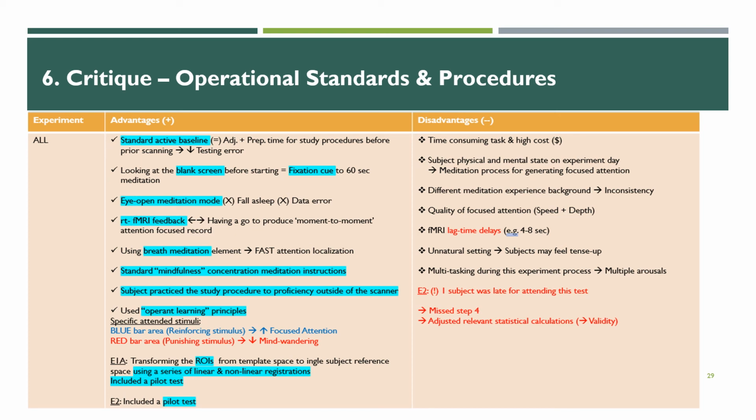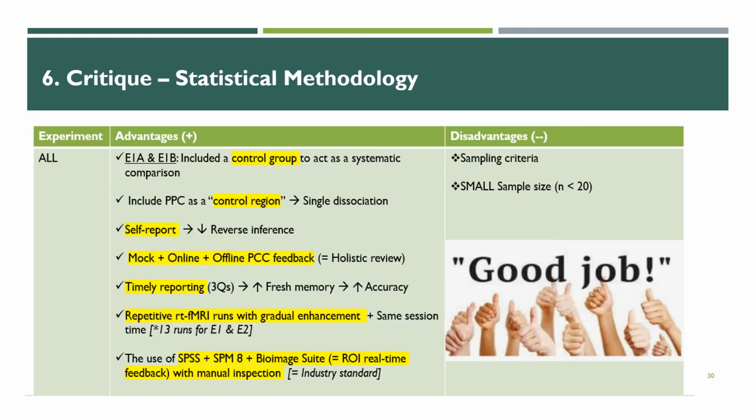Real-time fMRI lifetime delays can be seen as a technical issue that created moment-to-moment brain measurement barriers. Besides, in experiment 2, one subject was late for the test and missed step 4. Researchers adjusted their statistical methodology as a quick fix, but to some extent this can still affect the validity of relevant findings.